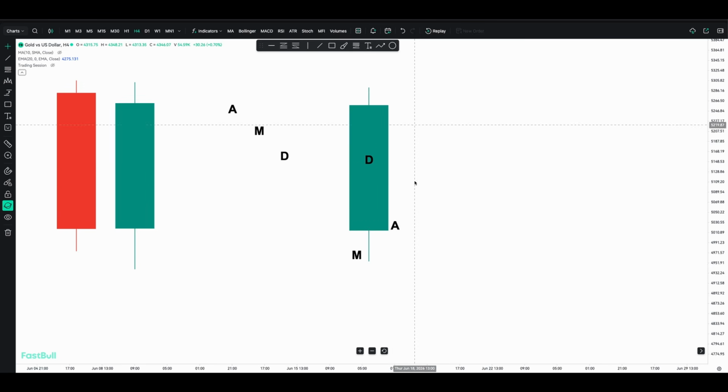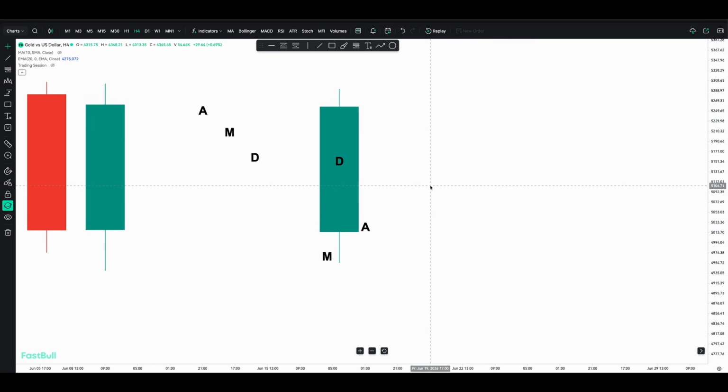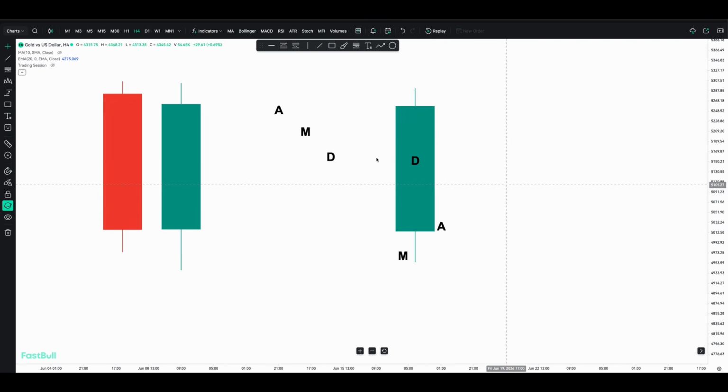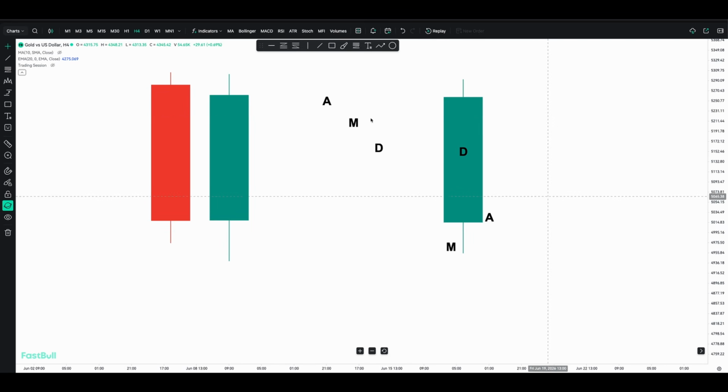So you want to be involved in the market during the phase between manipulation and distribution. So inside that zone between manipulation and distribution, that's where you want to get your entries within the next candle, right? So this can happen on one candle, but it can also happen on two separate candles.